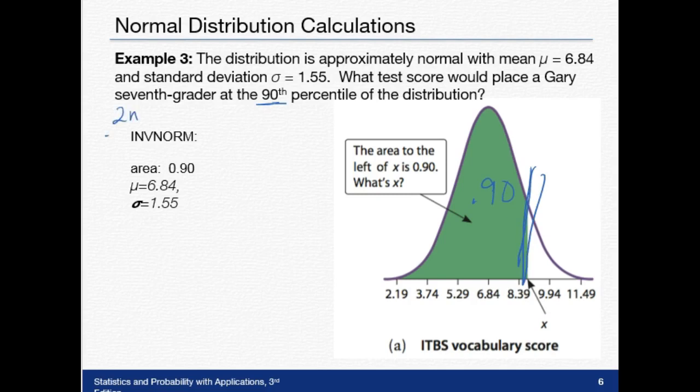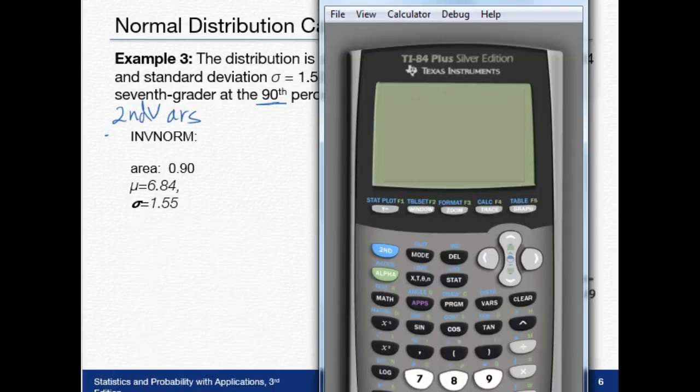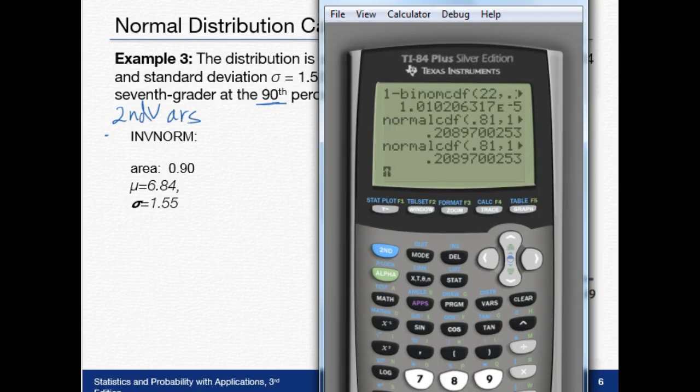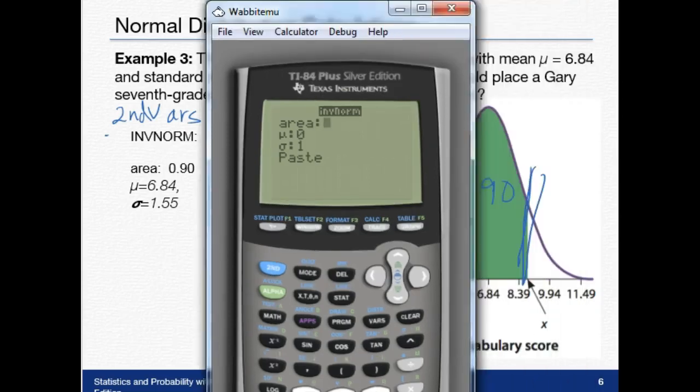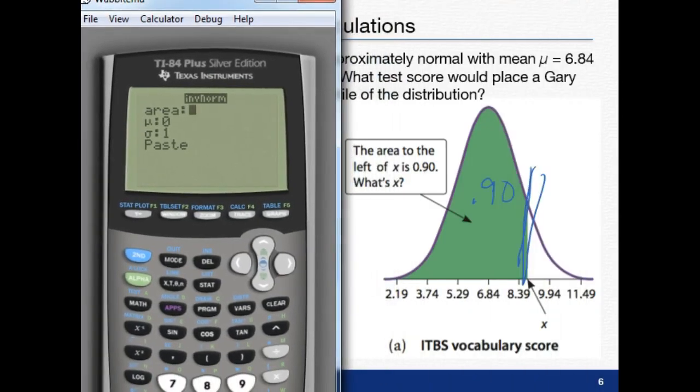You're going to still do second bars in your calculator, but you're not going to choose normal CDF. When you pull up second bars, you're going to look at inverse norm, which is number 3. Okay? Put in inverse norm. And notice the first thing it asks me for is the area. What area do I want? Well, the calculator always takes the area to the left of wherever you're looking for. Okay? So it always thinks this direction, like the picture's showing, the green shaded area.